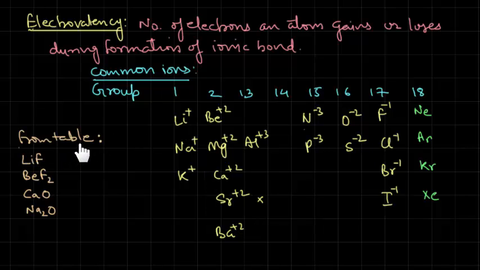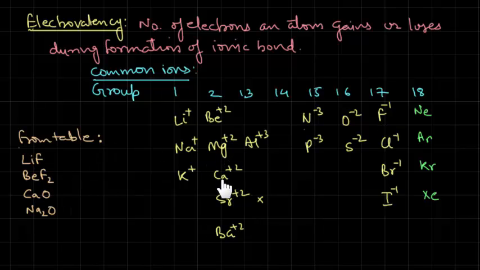So from the table you can see that Li and F have +1 and -1. So when these two react together, they will form LiF. Be and F: beryllium has +2 and F is -1. So these two will react and form BeF2.